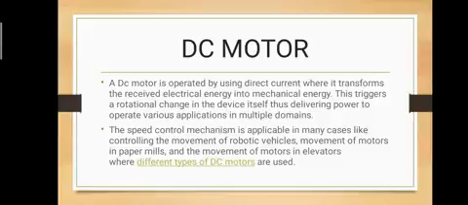The speed control mechanism is applicable in many cases like controlling the movement of robotic vehicles, movement of motors in paper mills, and the movement of motors in elevators, where different types of DC motors are used.